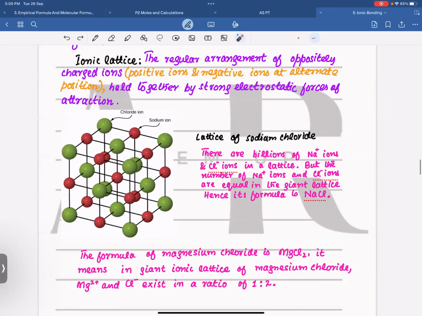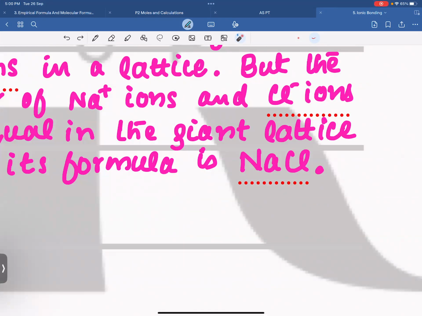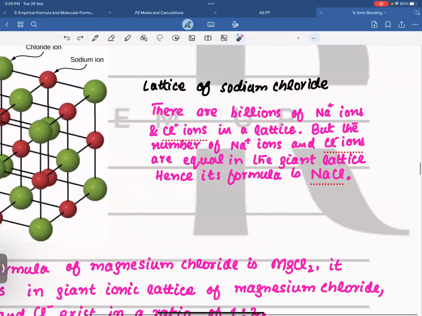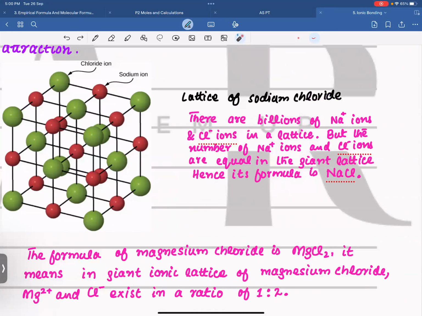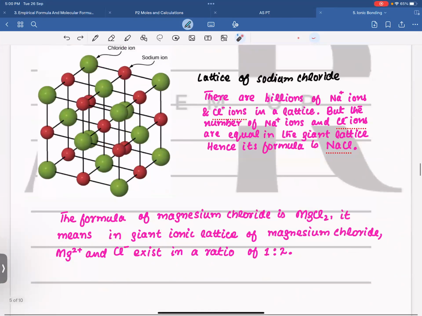No, here we are also getting the ratio in sodium chloride as well. They are in equal number, but we don't know the exact number of sodium ions and chloride ions. We just know that they are equal in number. And in magnesium chloride, whatever the number of magnesium ions, the chloride ions must be double the magnesium ions. Is it clear now? So in both cases we got the ratio in which those ions are present, instead of the total number of ions in the lattice structure.